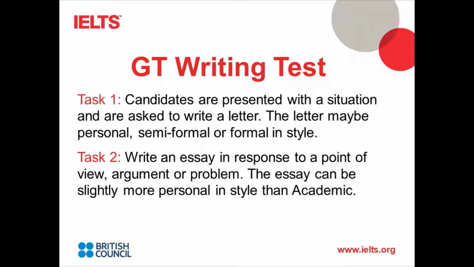In the general training writing test, for task 1, candidates are presented with a situation and are asked to write a letter. The letter may be personal, semi-formal, or in a formal style. It can be formal or informal. For example, you're changing your place from one to another, and you need to make a change in your bank account, and you are writing a letter to your bank manager. So it is a formal letter. Such kinds of questions can be expected in task 1. Task 2 is the same for general as well as academic. That is, you need to write an essay in response to a point of view or an argument or a problem. This is more personal in style than academic.